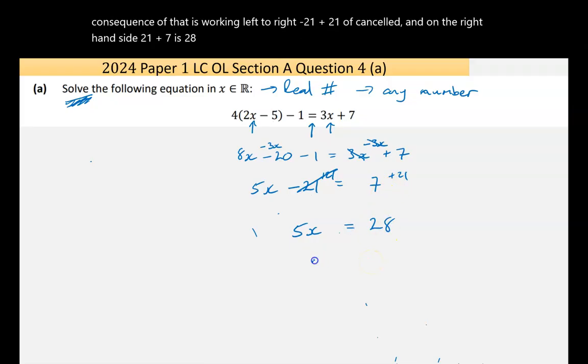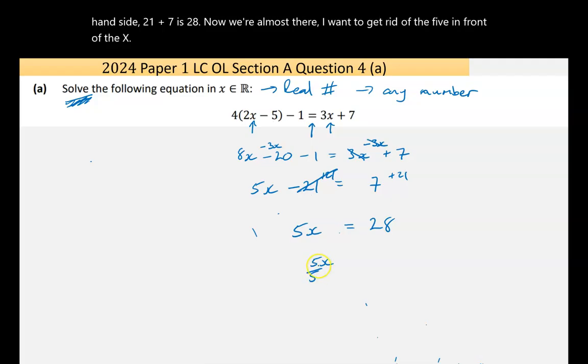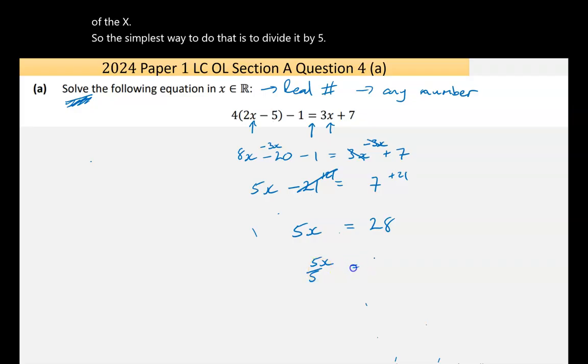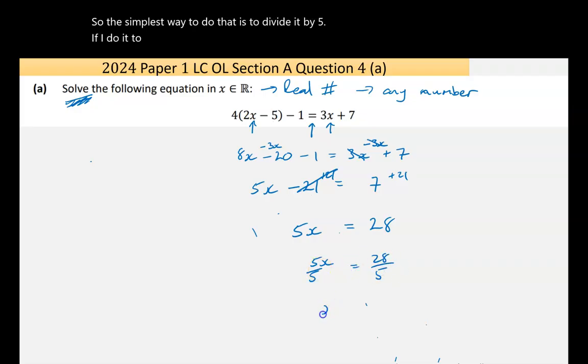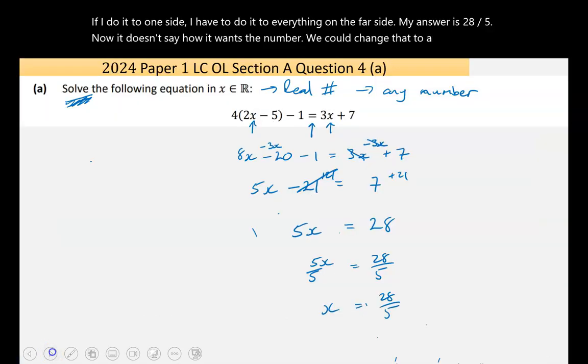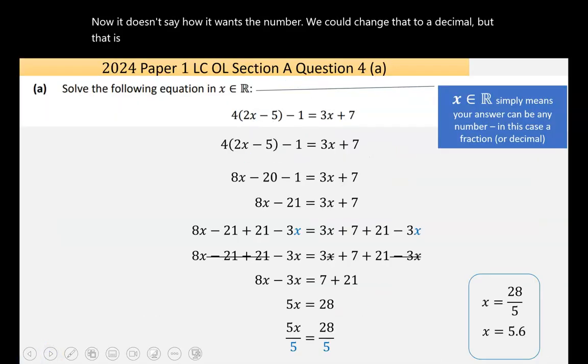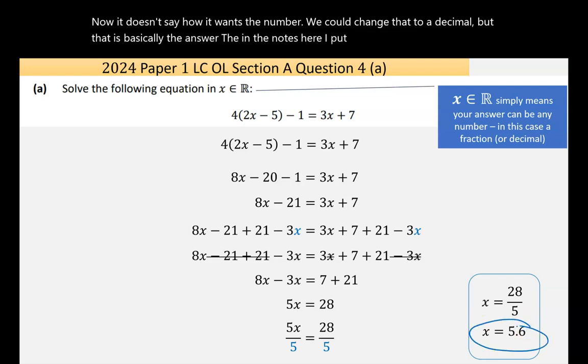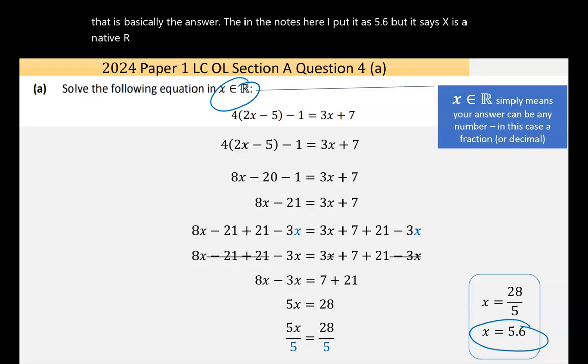Now we're almost there. I want to get rid of the 5 in front of the x. The simplest way to do that is to divide by 5. If I do it to one side, I have to do it to everything on the far side. And my answer is 28 over 5. It doesn't say how it wants the number, but you could change that to a decimal. But that is basically the answer. In the notes here, I put it as 5.6, but it says x is an element of R, so it doesn't really matter.